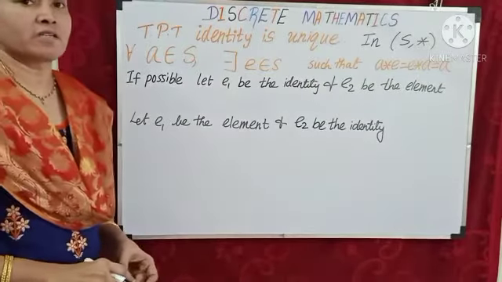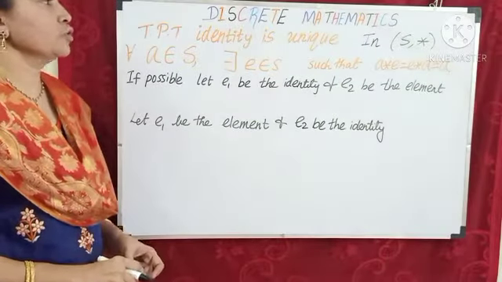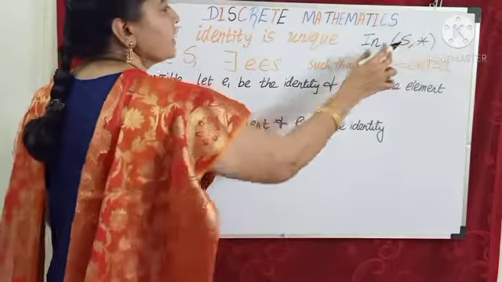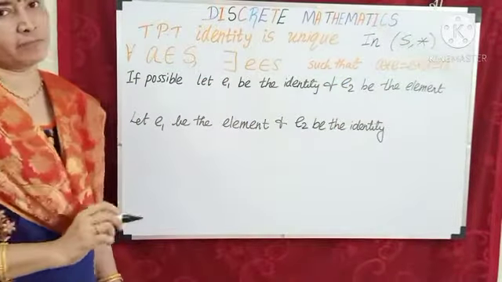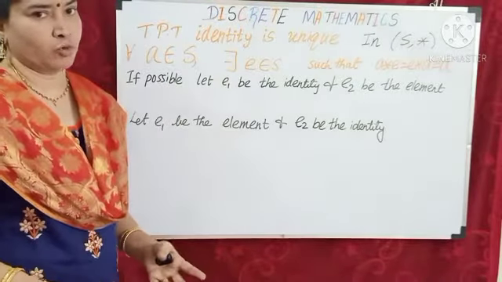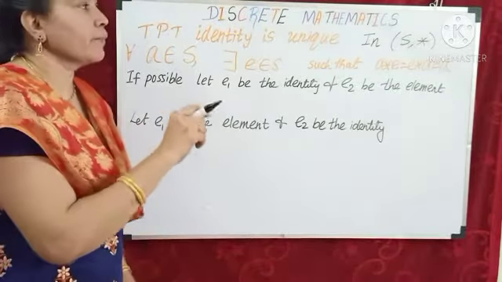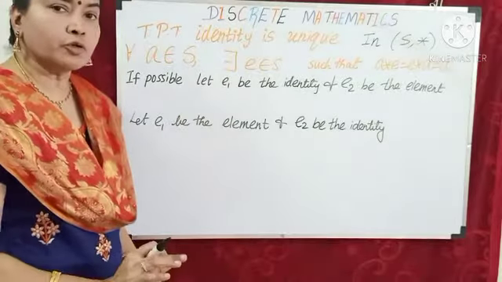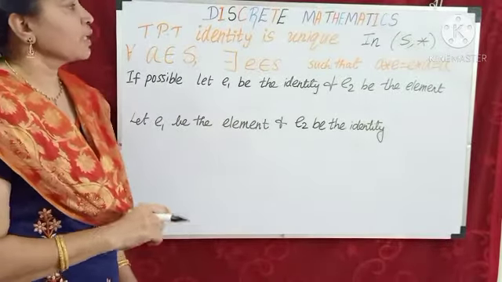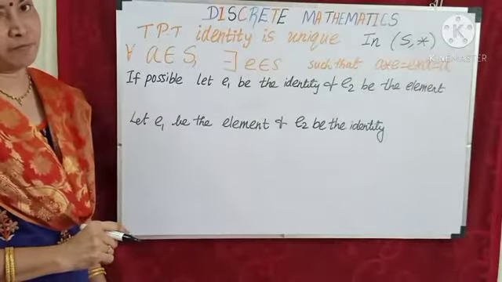To prove that identity is unique in a particular set, say an operation star is defined. Can the set have too many identities? No. A particular set and a particular operation should have only one identity element. We are going to prove it.